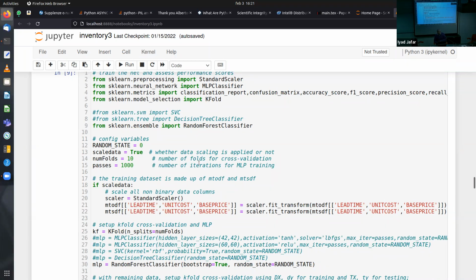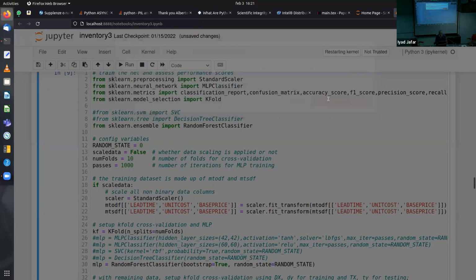Possible. Maybe we can try something else in order to improve the result. Well, what I tried is to scale, not scale. If you want to see what happens if you do not scale data, it's just a matter of setting false here, so it's not a problem. I start over everything, and we see what happens.